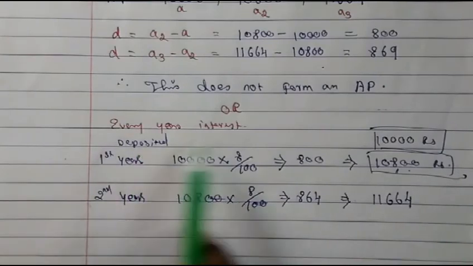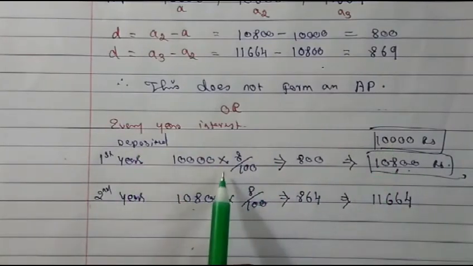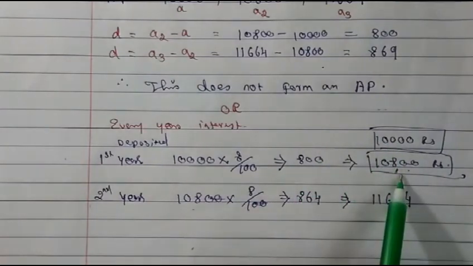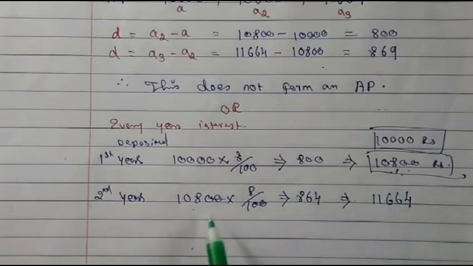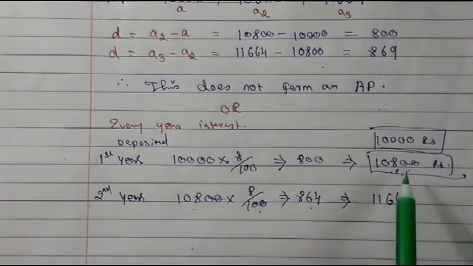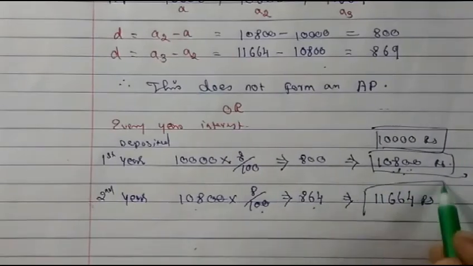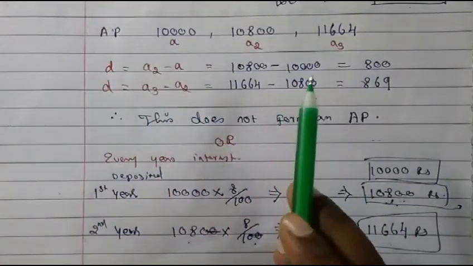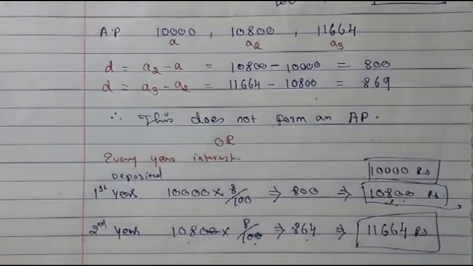First year when we deposited, it was 10,000. Then the 1 year interest we got was 800, so you add 800 and we get 10,800. Then for the following year we find out the interest for this, which is 864. The principal amount, with this amount the second year interest you add. When you add, this is the amount you will get. Then again you can find out the D value and find out whether it is AP or not.